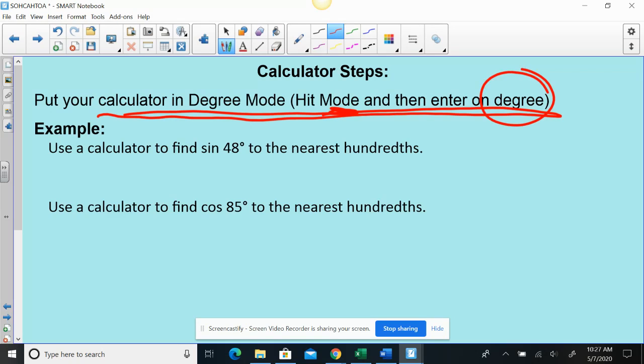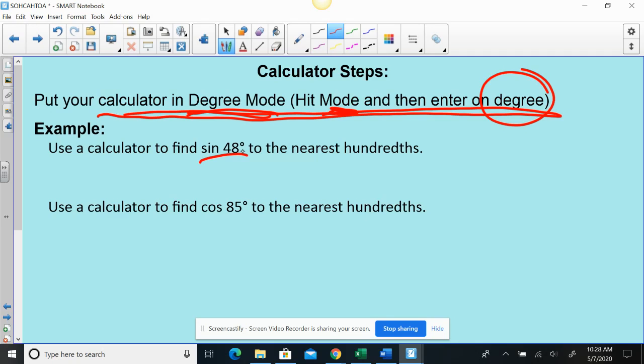So come off of radians and do degrees. Every time you clear the memory in your calculator, you're going to have to go back and put it in degree mode. If you do not have a graphing calculator, you can use your smartphone if you turn it sideways. There are calculators that will still let you find trig ratios. So if you need a specific link, just email me.